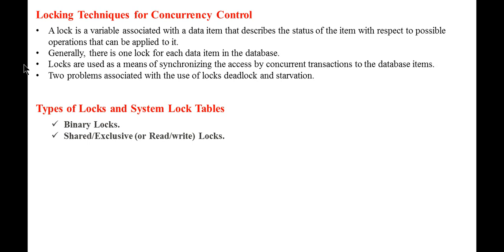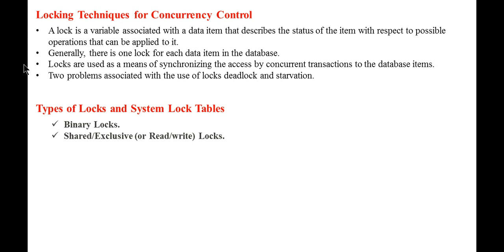Even if the locking system is good for concurrency control, two problems are associated with this. These are deadlock and starvation. You'll come to know what is deadlock and what is starvation later. So locking schemes are of two types: binary locks and shared and exclusive locks. Because of the problems in the binary locking scheme, we have used the shared and exclusive locking scheme.